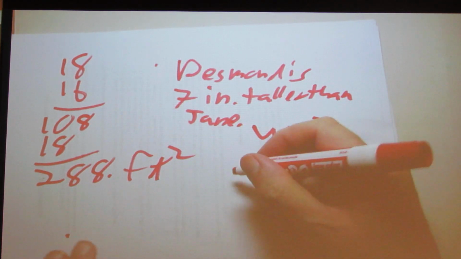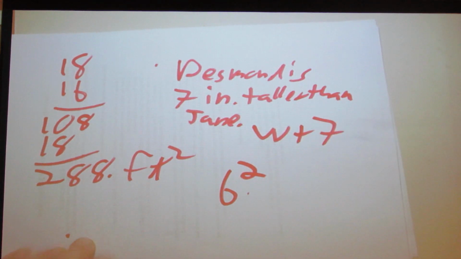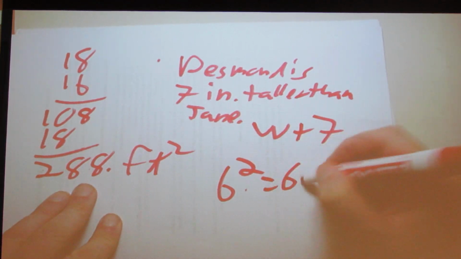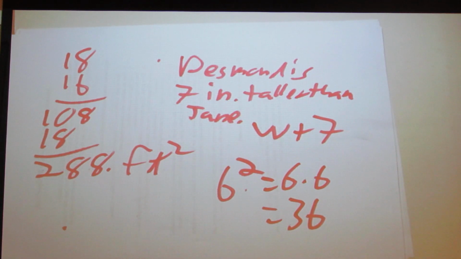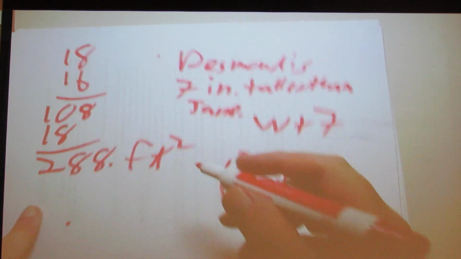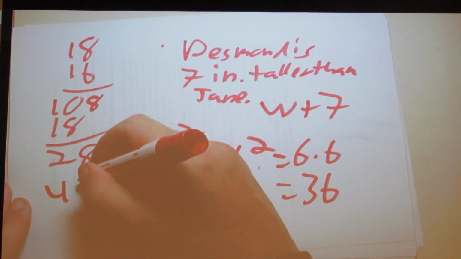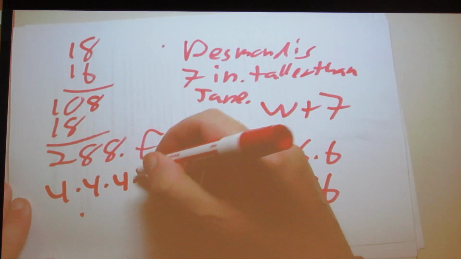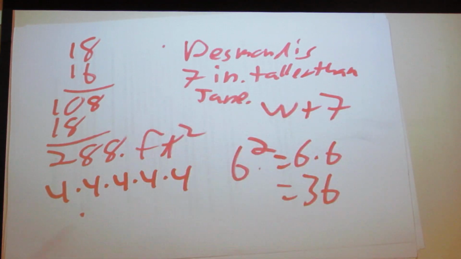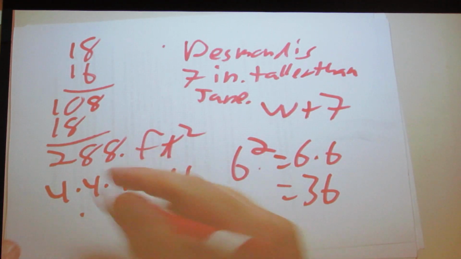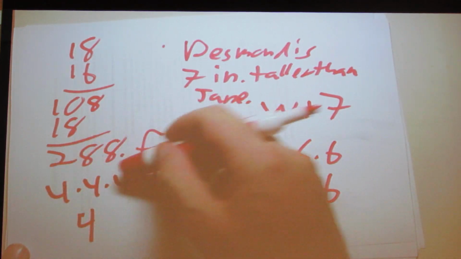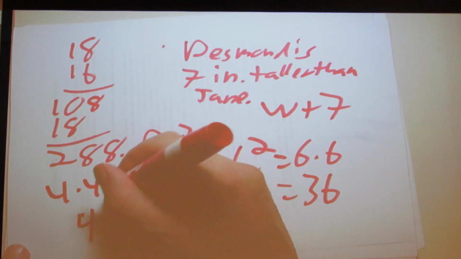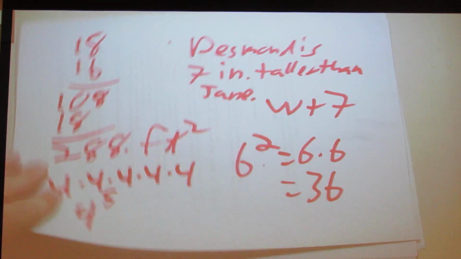Next, you're just going to simplify something like 6 squared. That means 6 times 6, which is 36. Then you're going to write something like 4 times 4 times 4 times 4 times 4 in exponential form. So we know we have a 4. Our exponent is going to be how many times we're multiplying 4. And it's 1, 2, 3, 4, 5. So it's 4 to the 5.